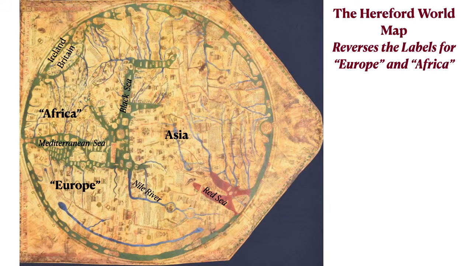But otherwise the waterways, in this particular version, are essentially in green. You can see the Mediterranean Sea and the Black Sea. You can also see the islands of Britain and Ireland sort of squished in the northwestern part. But on this map, the labels for Africa and Europe are inverted. Africa is put over what is Europe, and Europe over what is Africa.